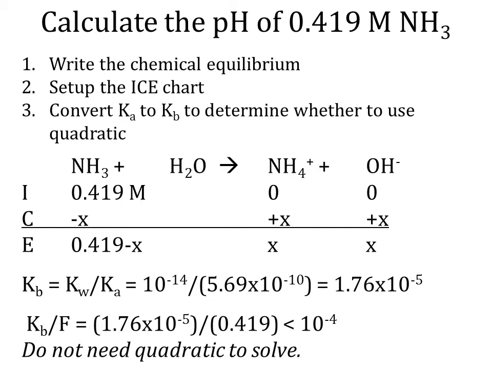Since Kb, 1.76 times 10 to the negative 5, divided by F, the formal concentration of NH3, 0.419, is less than 10 to the negative 4, we do not need the quadratic to solve this equation.